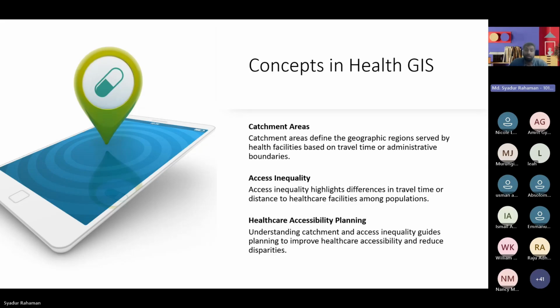Then we analyze the access inequality: which areas get more access to the facilities and which areas do not. Then we could analyze the health accessibility. After the output, we could plan for accessibility, like in which area we could do more intervention and more focus to get better results.